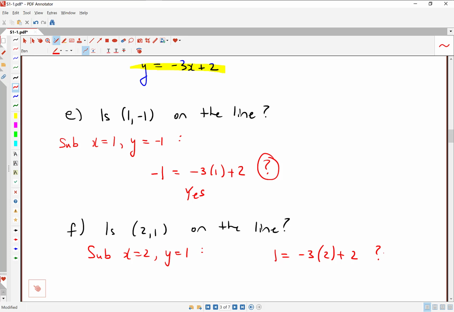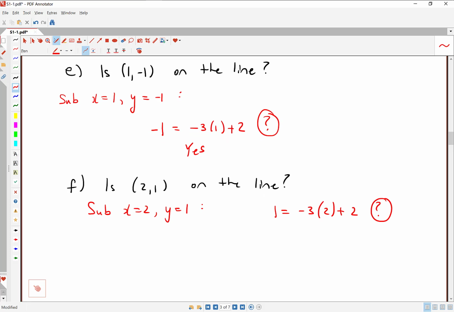And again, we're asking the question as to whether this is true or not. So let's look at the right side here. Negative 3 times 2 plus 2, that gives us negative 4. So 1 is not equal to negative 4. And the answer is no. So that equation is not satisfied, or the equation is not true, you could say, and therefore the point 2, 1 is not on the line.